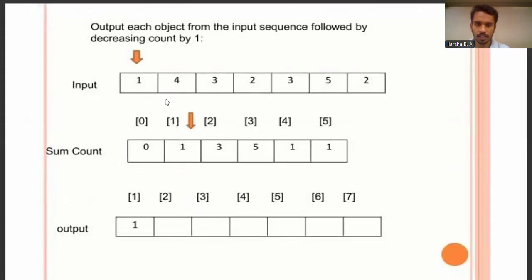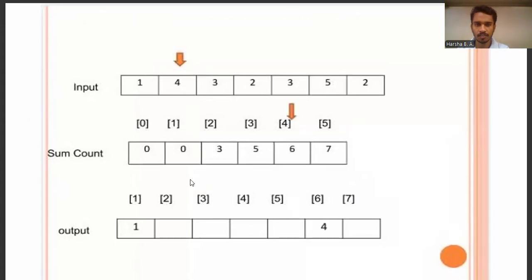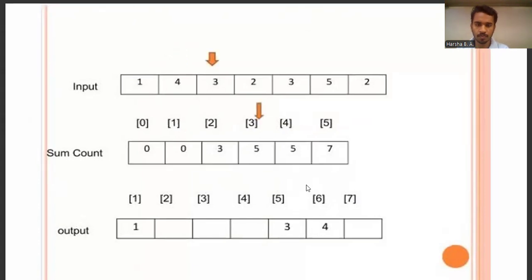So next we'll take the first element of input array. So 1 appears at position 1 in the sum count. Therefore, we'll put 1 to the first index. Then next is 4. It is at position 6 in the sum count. Therefore, we put 4 to the sixth index. Then 3 is at 5. So we put 3 in the fifth index of output array.